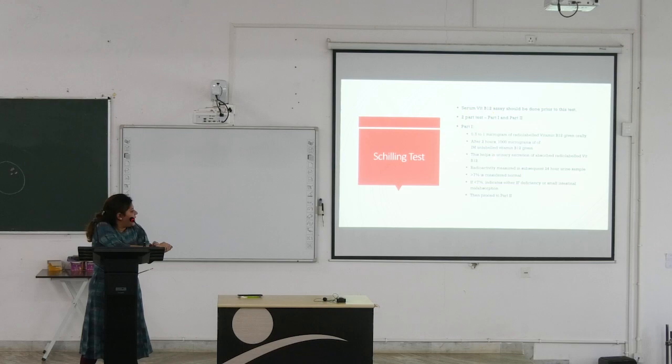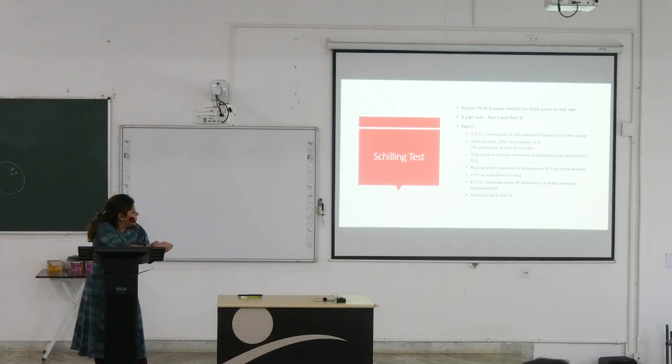Now we will ask the person to urinate. This helps in urinary excretion of absorbed radio-labeled vitamin B12. The urinary radio-labeled vitamin B12 is then assayed. In 24-hour urine sample, we will measure the radioactivity and more than 7% is considered normal. Now, say we have given oral vitamin B12 and there is more than 7% urinary excretion of vitamin B12.